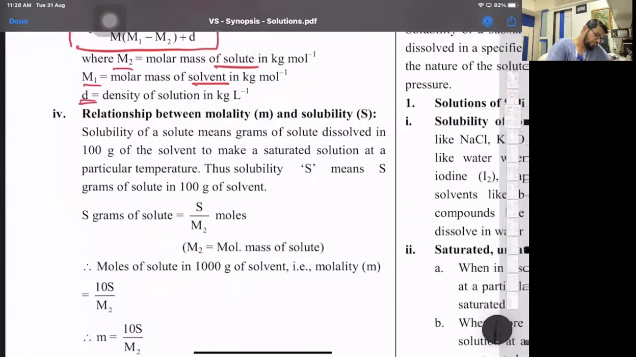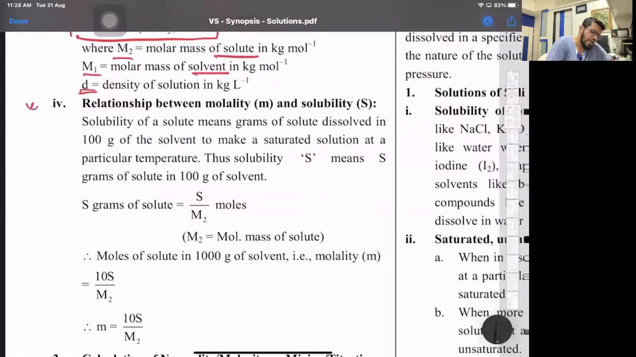Then comes an important one, relationship with respect to molality and solubility. Solubility we all know, that is nothing but the amount of solute which can be dissolved in a given volume of a solvent. So solubility of a solute means grams of solute dissolved in 100 grams of solvent to make a saturated solution. We know a saturated solution is what? Maximum solute that can be dissolved in a given volume of a solvent. Solubility S means grams of solute in 100 grams of solvent.